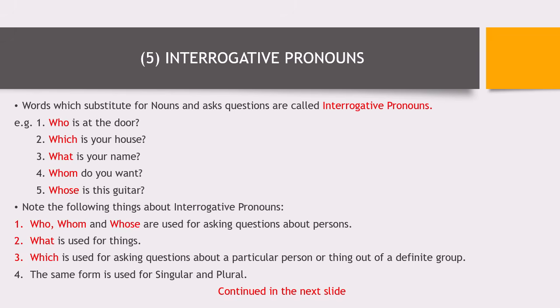5. Whose is this guitar? In the above examples, who, which, what, whom, and whose are the interrogative pronouns. From the above examples, the following things are clear about interrogative pronouns. Who, whom, and whose are used for asking questions about persons. What is used for things.